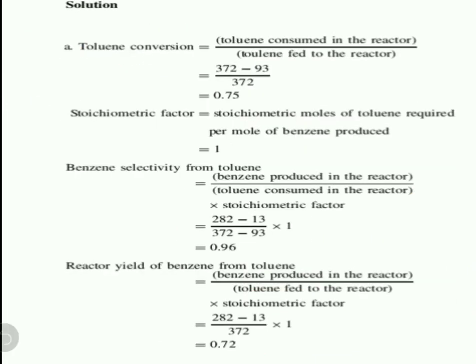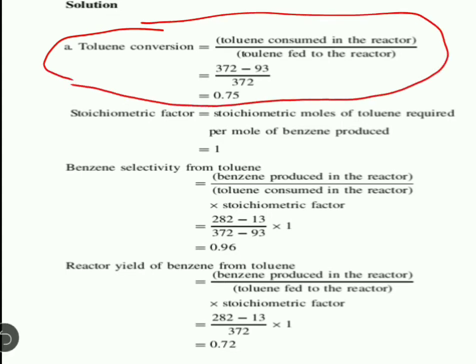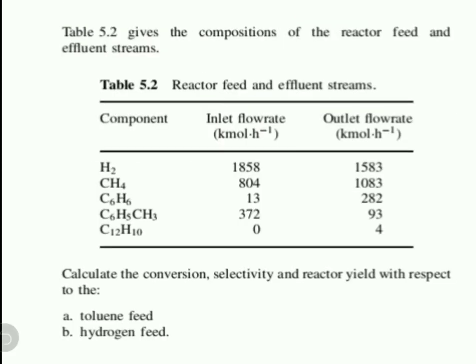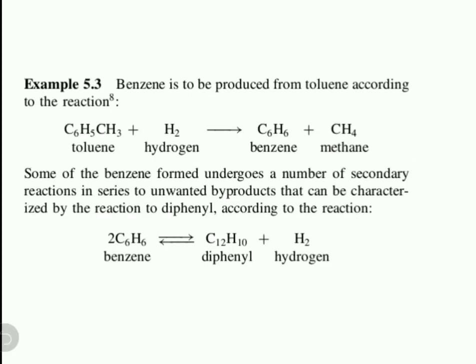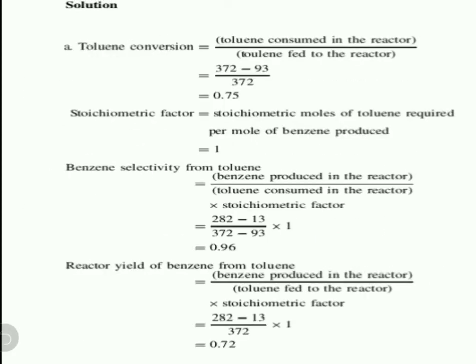Now from the solution we can see here for toluene, the conversion can be calculated by the formula: toluene consumed in the reactor upon the toluene fed to the reactor. Consumed will be the difference between what is fed and the output, so toluene fed to the reactor minus the toluene leaving, divided by the toluene fed to the reactor. So we can see the conversion is 0.75.